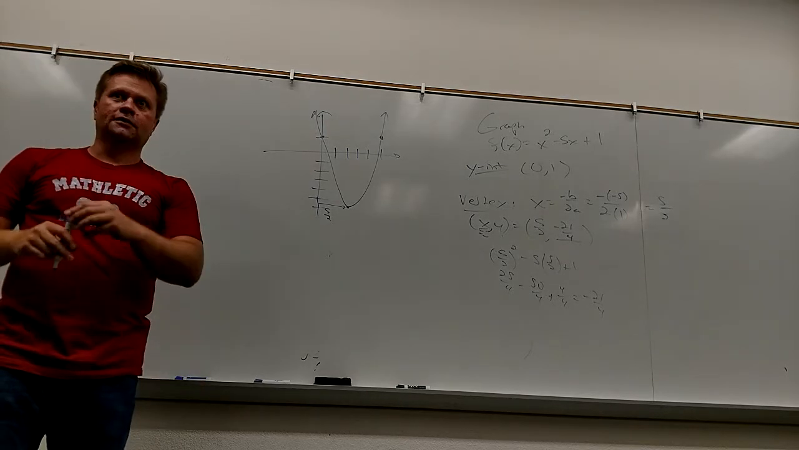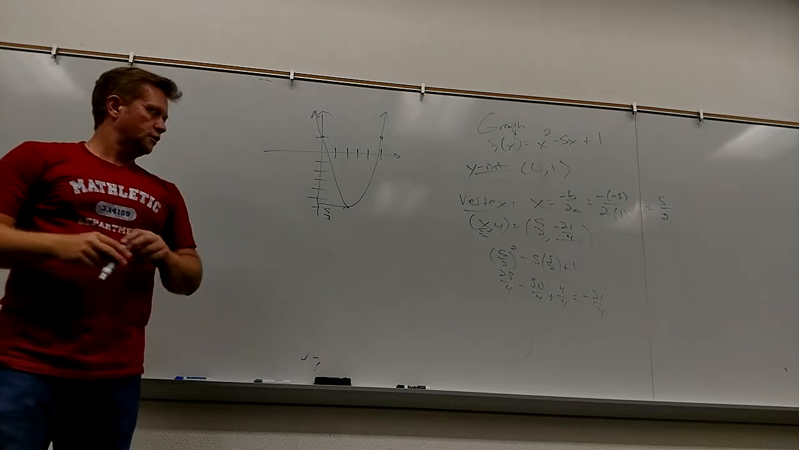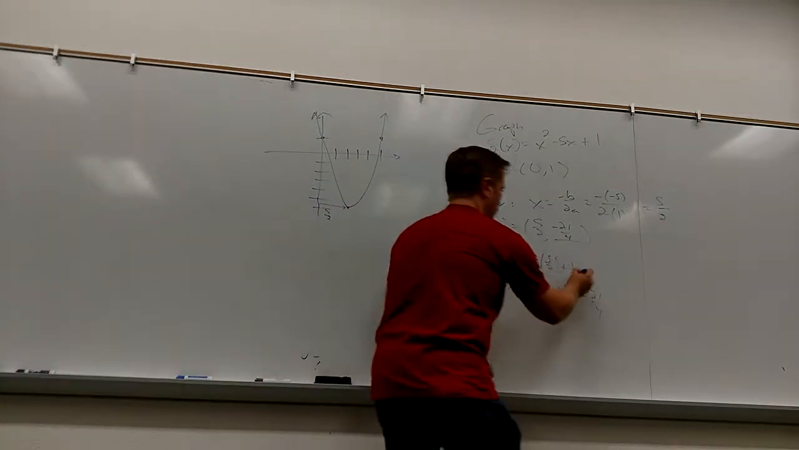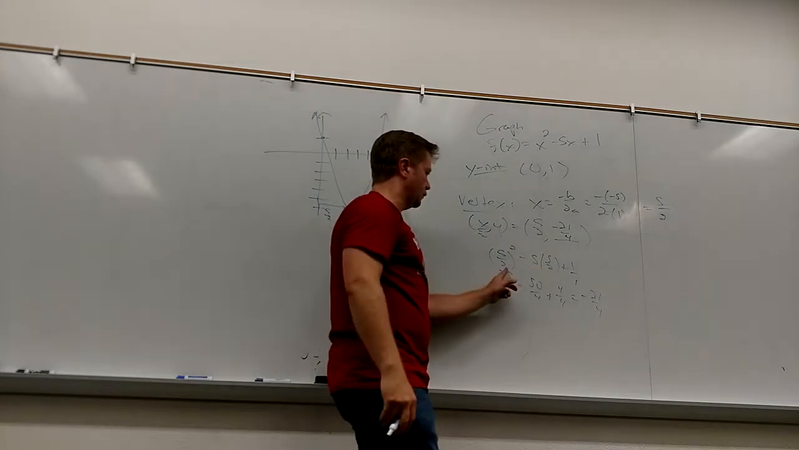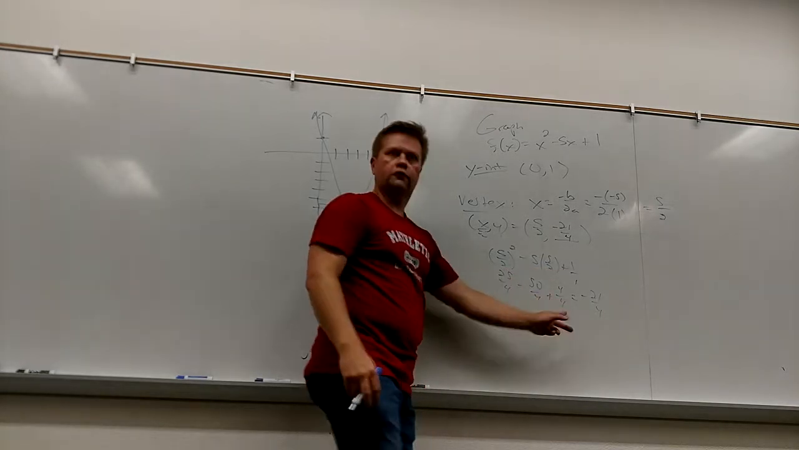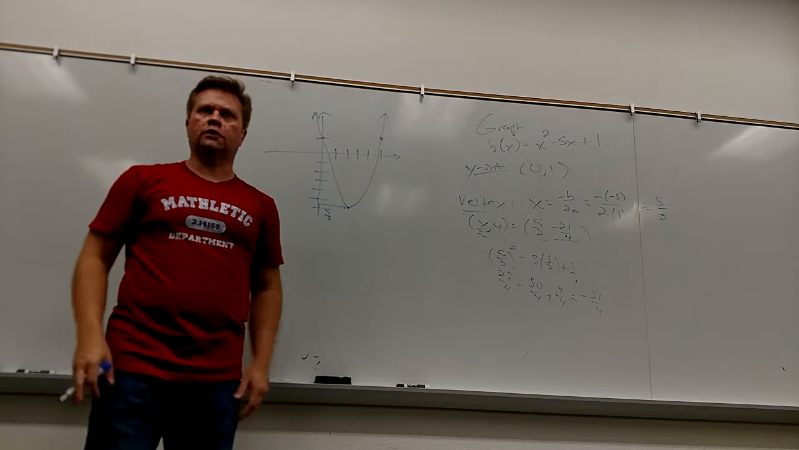Can you tell me how you got 4 over 4? Oh, because it's 1 over 1, and everybody else has a 4. So 4 over 4, yeah. 1's nice. It'll become whatever you want it to be.